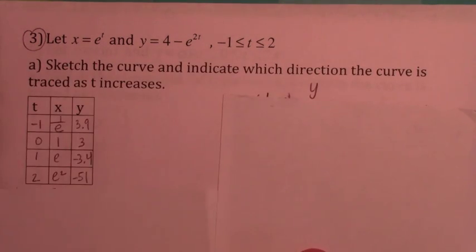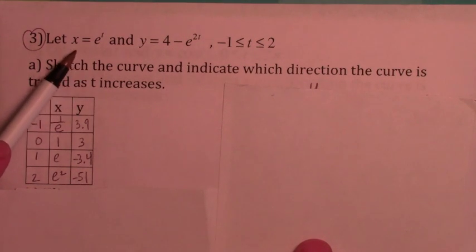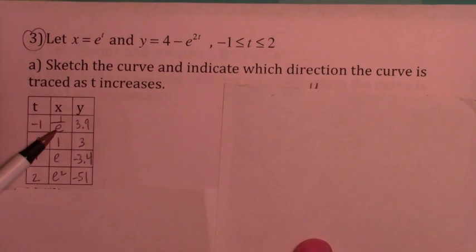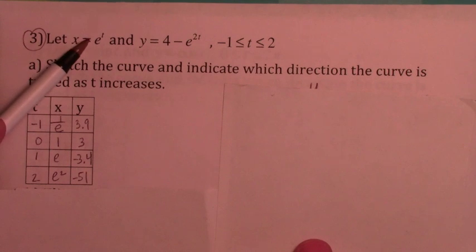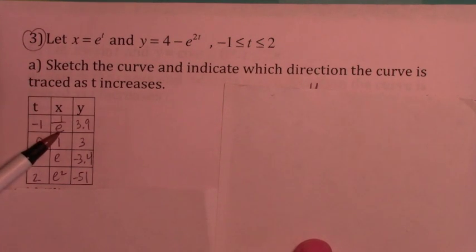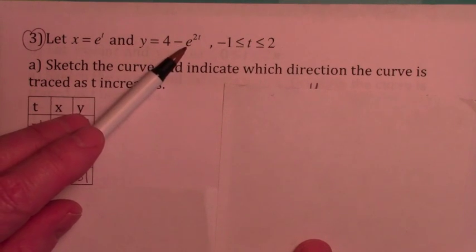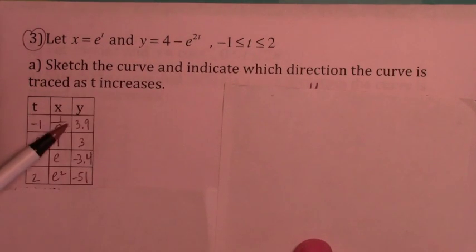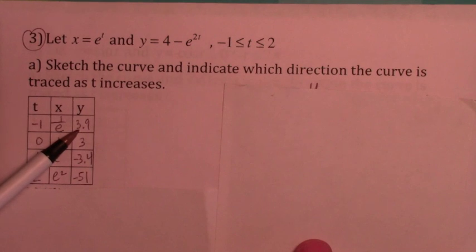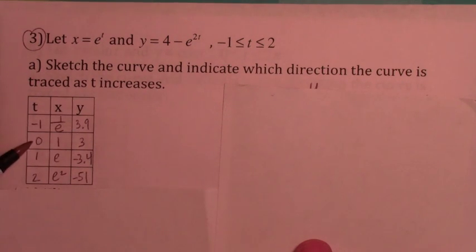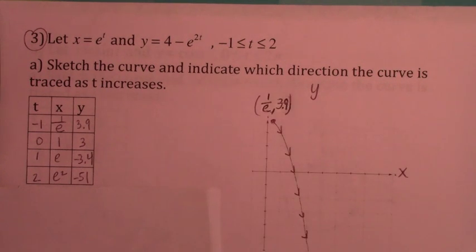If you were to make a table of some values of t, when t is negative 1, x would be e to the t, which is e to the negative 1, which is 1 over e. And if you plug negative 1 in here, you get 4 minus e to the negative 2, which is about 3.9. I approximated this. So if you continue to plug these values of t in for x and y, you get these points. And when you plot them, you get something that looks like this.